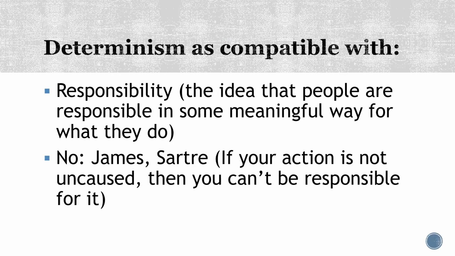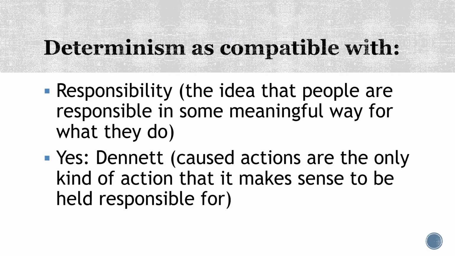James and Sartre think that they're also incompatibilists, but they are incompatibilist indeterminists, right? They think that free will, or responsibility in this case, is not compatible with determinism, and they use that as a reason for saying that indeterminism must be the case, because they think we clearly are responsible for this. Okay.